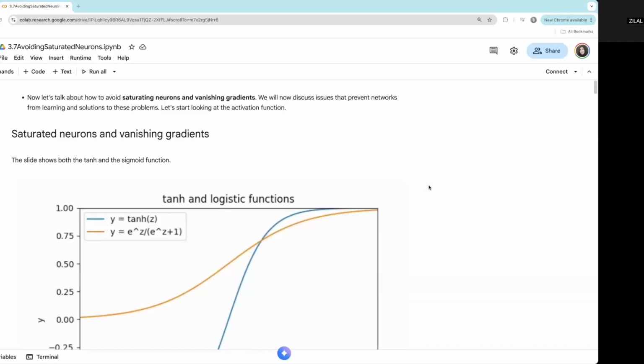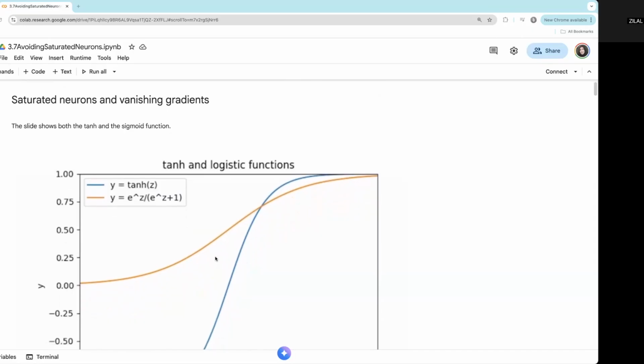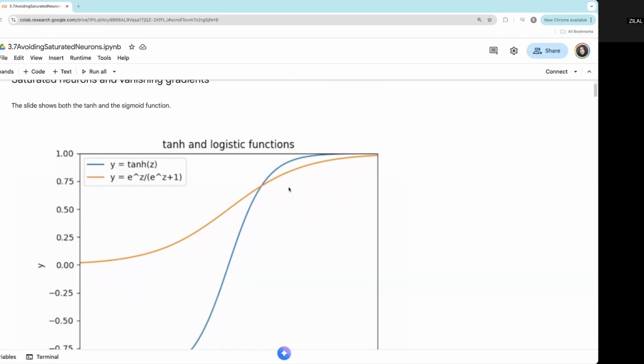Now let's talk about how to avoid saturating neurons and vanishing gradients. We will discuss issues that prevent networks from learning and solutions to these problems. Let's start by looking at the activation function tanh and the sigmoid function.